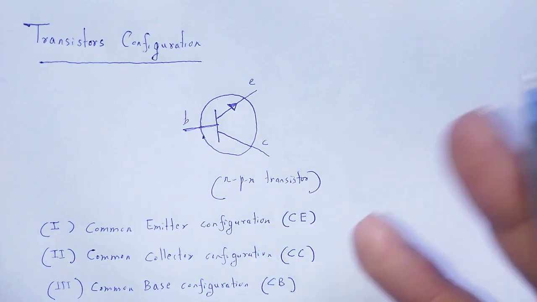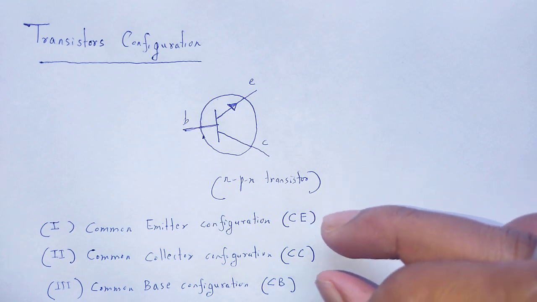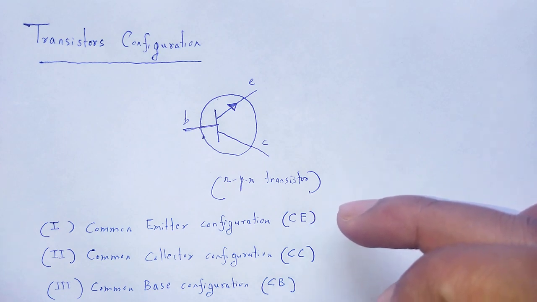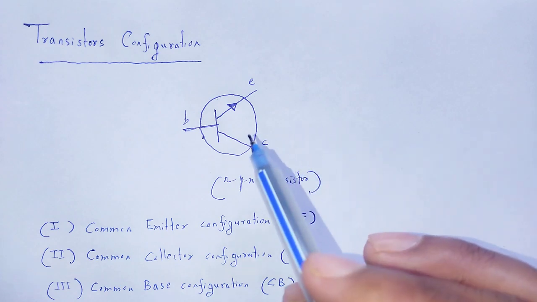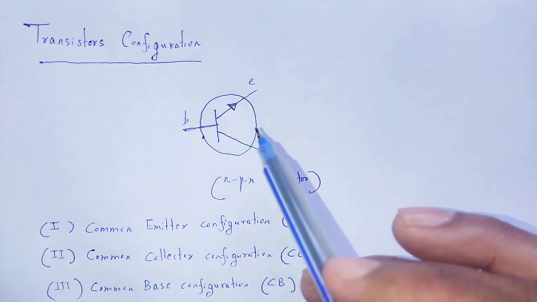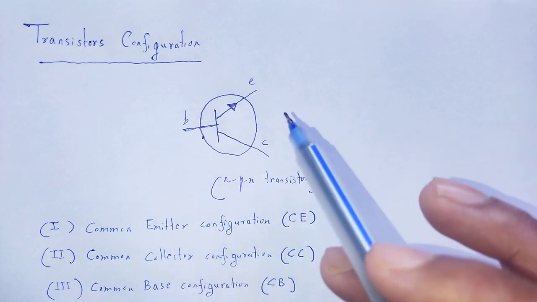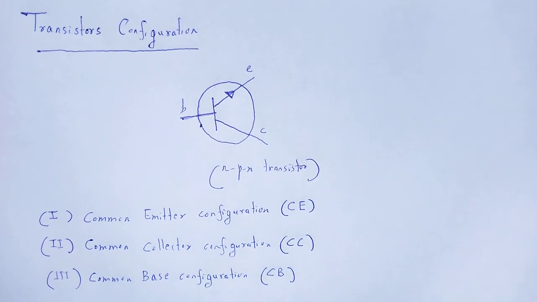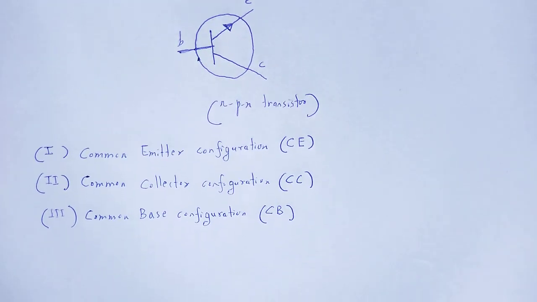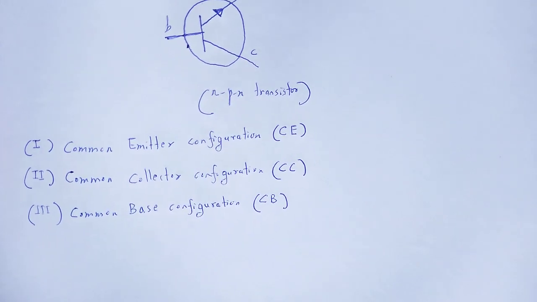Any one of these configurations can be useful to configure a transistor, either NPN or PNP, under BJT, bipolar junction transistors. Let us understand it in terms of current flow mechanism.